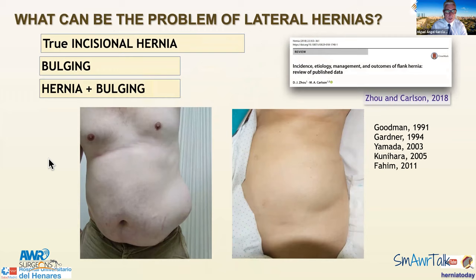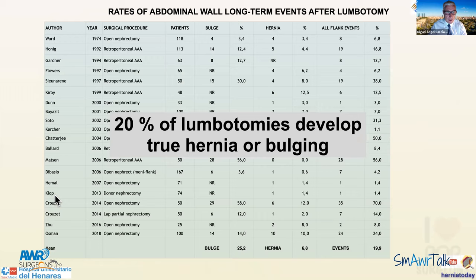What can be the problem of the incisional hernia is that we may have a bulging like this, which is not a true hernia, it's a bulging after a repair, or we may have a hernia and a bulging together. If we make a thorough review of lumbotomies to see the abdominal wall events in terms of bulging or hernia, the final numbers are that around 20% of lumbotomies, one in every five patients, develop a true hernia or bulging. That's a lot, no? I think it's a real problem, and something should be done in order to prevent it.